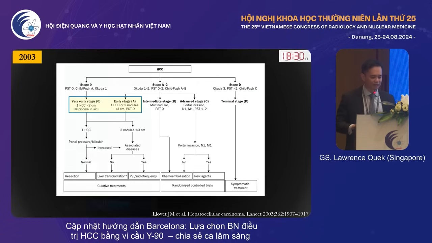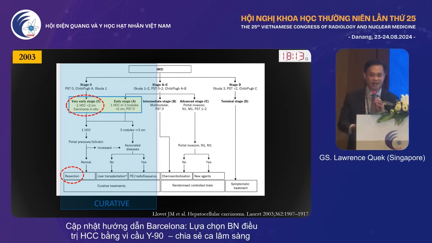So if you look at the very early stage and the early stage, stage 0 and stage A, primarily it is a curative intent. So for patients in this category, we're looking to cure the patient. And back in 2003, the curative intent is resection for very small HCC less than 2 centimeter.